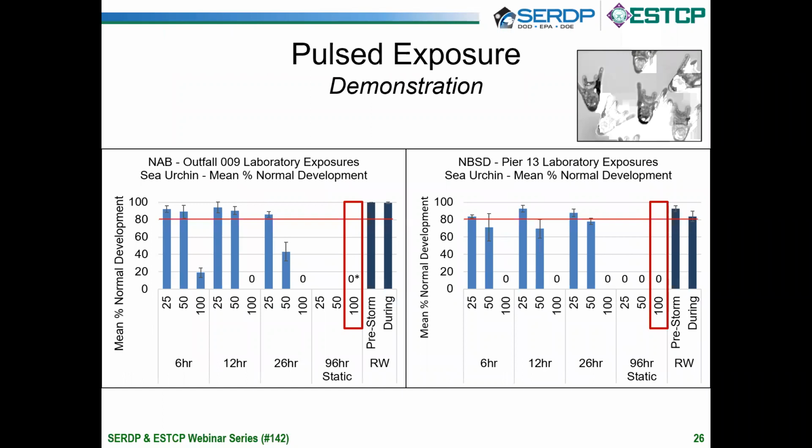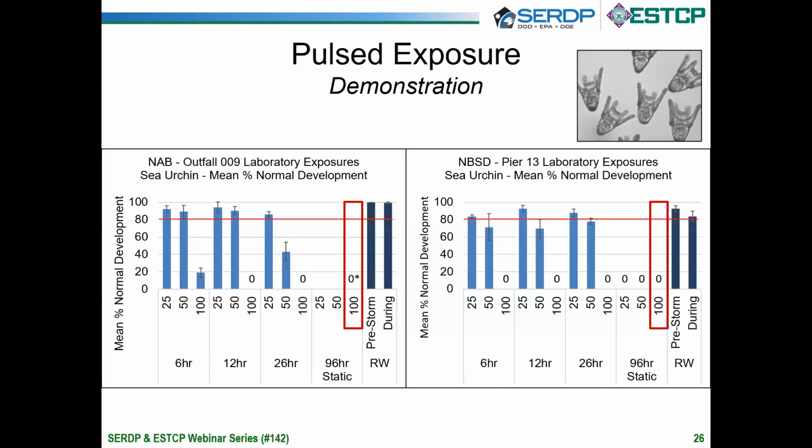These results, and I apologize for how small they are, are the laboratory exposures for two different sites for the same species. And what you can see on the left-hand side is also the percent normal development, and along the x-axis for both of these figures is the exposure duration, so the pulsed exposure durations and a slightly modified concentration series that was tested. And the red line, again, indicates the threshold for toxicity for this species.